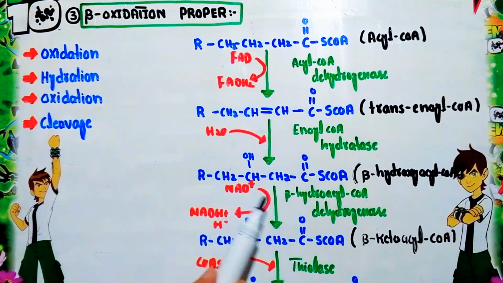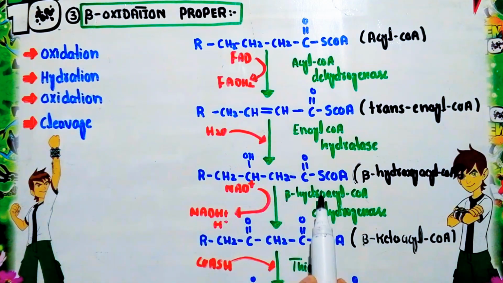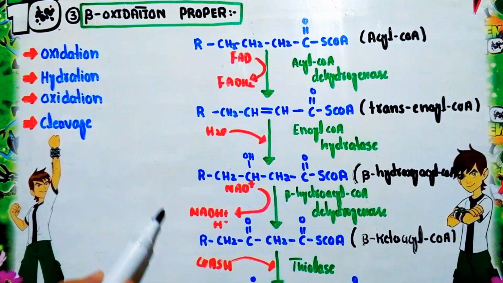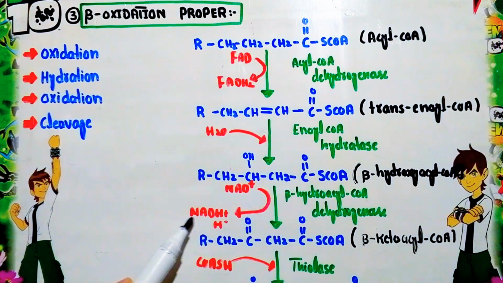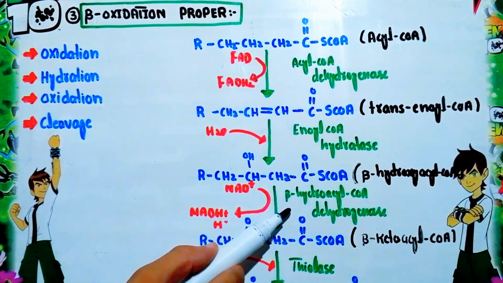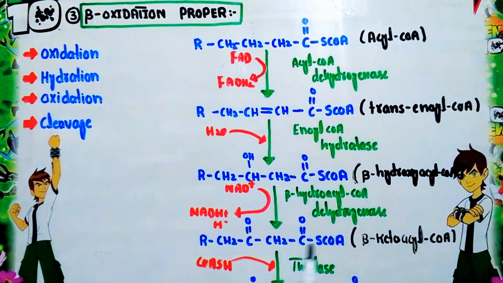Now this reaction is catalyzed by the beta hydroxyacyl coenzyme A dehydrogenase enzyme. This NADH will move to the electron transport chain. Through oxidative phosphorylation, one molecule of NADH plus H is able to produce 2.5 ATP. So finally, in the second oxidation step, we will get the beta ketoacyl coenzyme A.